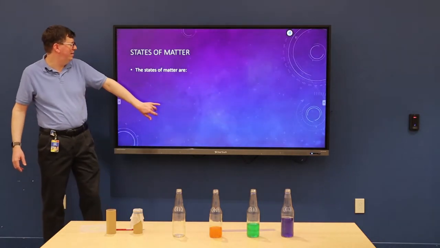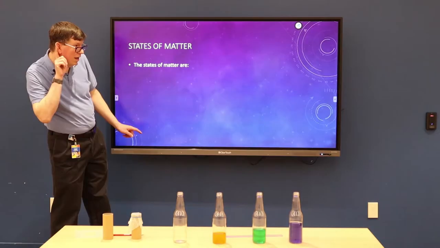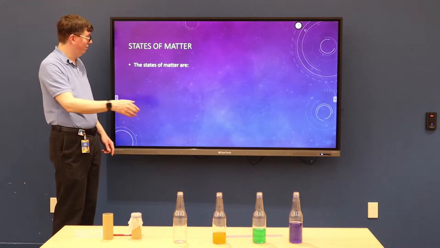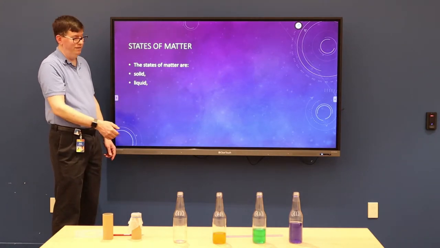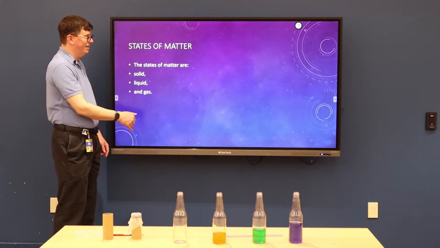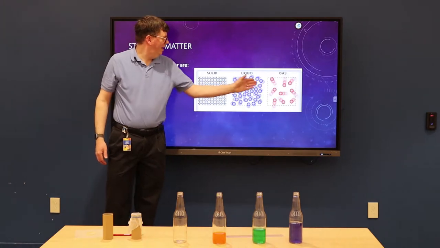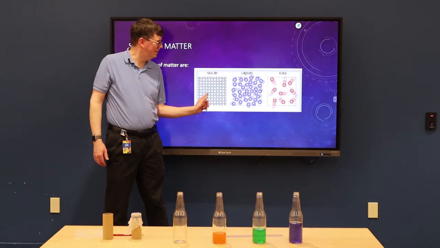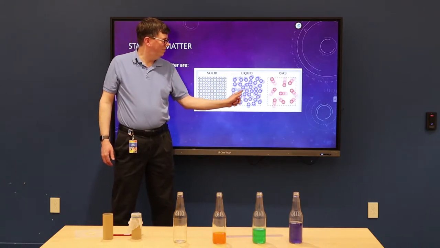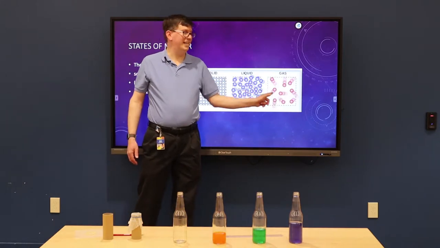But anyhow, another thing you probably know, what are the three states of matter? You're right, solid, liquid, and gas. Here's a picture showing what the molecules are doing in those states. Solid, they're not really moving. They're just kind of locked in place. Liquid, they're moving some over each other. And gas, they're moving fast in every direction.